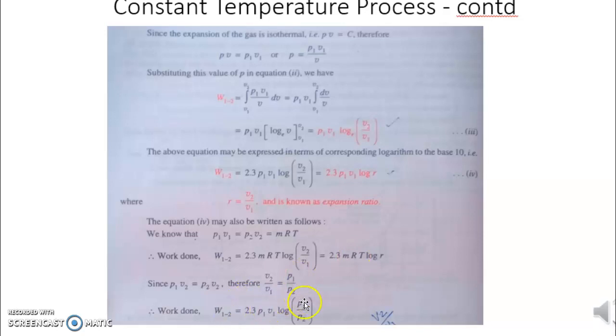Similarly, in terms of pressure, W1-2 is equal to 2.3 P1V1 log P2 by P1, because from this equation, V2 by V1 equals P1 by P2. So here, this is the work done equation in terms of volume, and this is the work done equation in terms of pressure ratio.